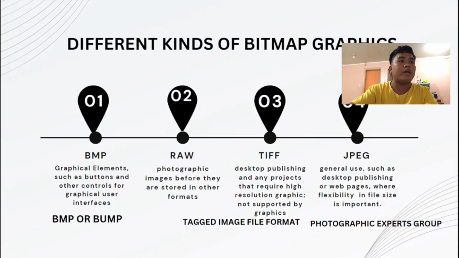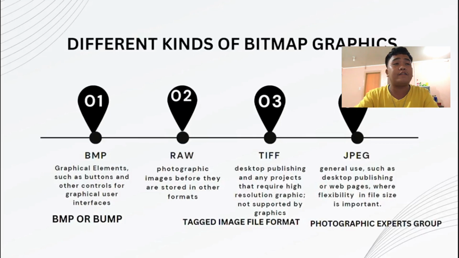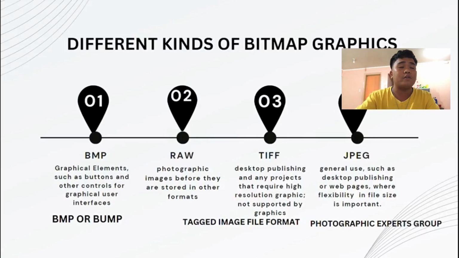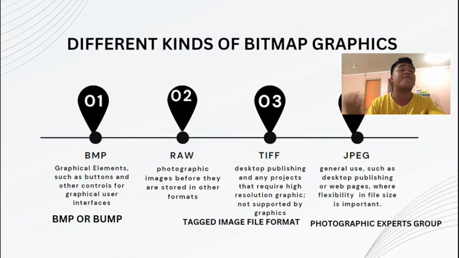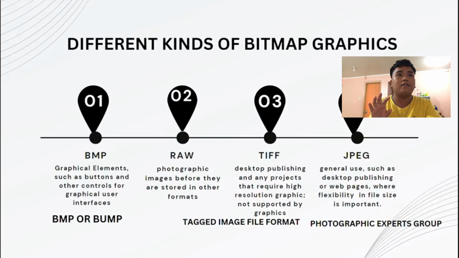In here, it's RAW. From the word itself, raw, like the original. These are photographic images before they are stored in their formats. We can get raw images from digital cameras or cell phones themselves. They haven't been transferred to the computer yet, so that's raw. Any type of images or videos that you take with a digital camera or your smartphone is considered raw. Once transferred to the computer or a file, or put on the internet, they go to other formats.